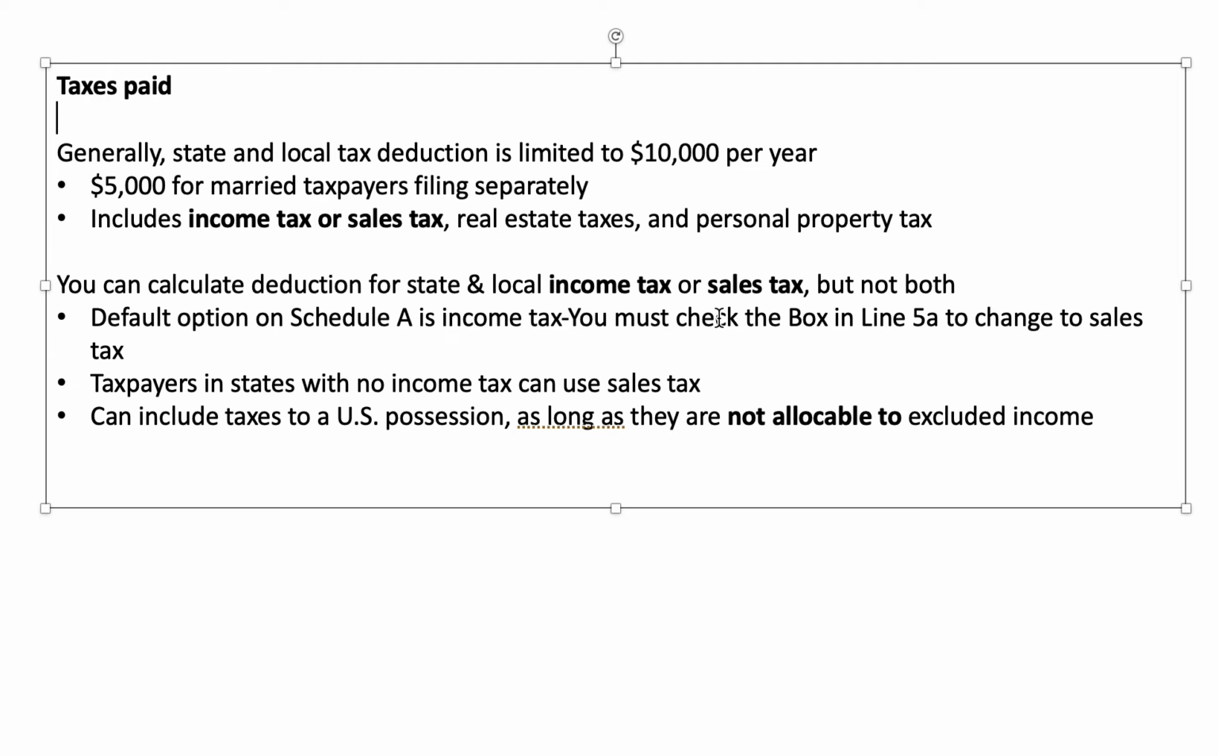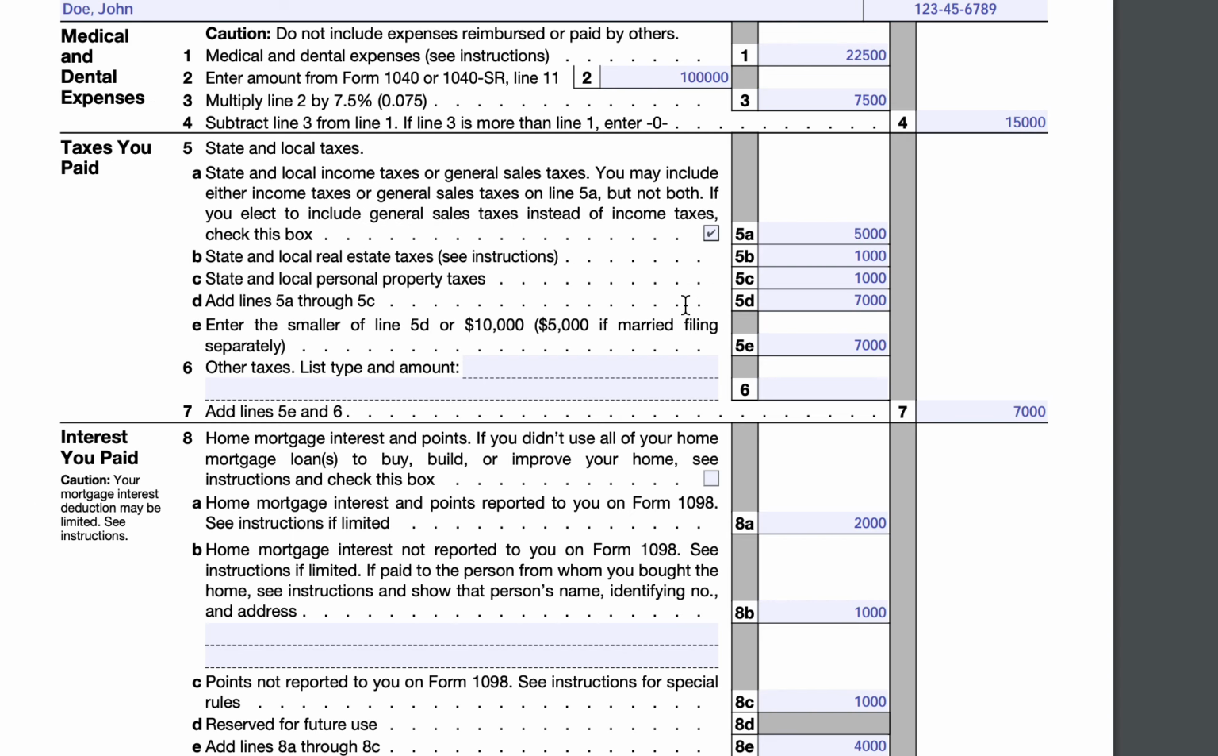So you can calculate the deduction for state and local income tax or state and local sales tax. You cannot include both. However, the default option on Schedule A is the income tax. If you choose to use sales tax, then you must check the box in line 5A to change this option to sales tax. This box right here.